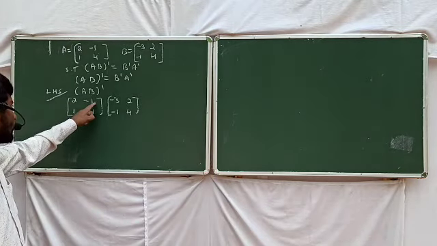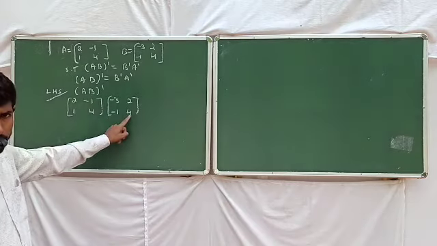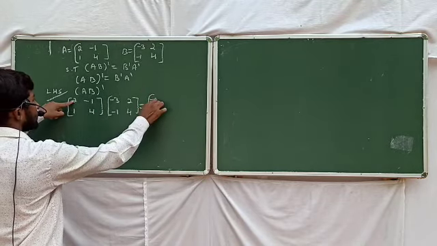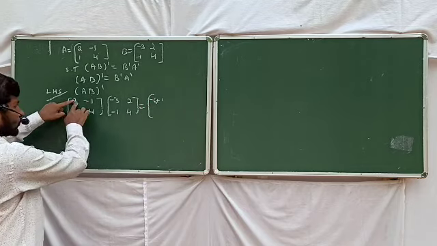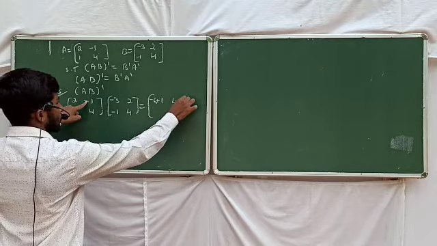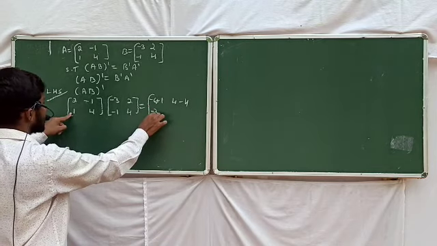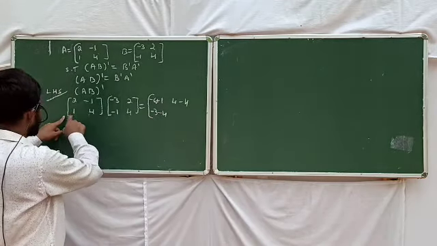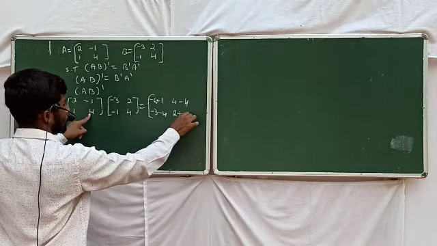Matrix A is 2 minus 1 1 4. Matrix B equal to minus 3 2 minus 1 4. Multiply, you will get 2 into minus 3 minus 6, minus 1 into minus 1 plus 1. Next, 2 into 2 is equal to plus 4. Minus 1 into 4 is equal to minus 4. Next 1 into minus 3 is equal to minus 3. 4 into minus 1 is equal to minus 4. Next 1 into 2 is equal to 2 plus 4 into 4 is equal to 16.